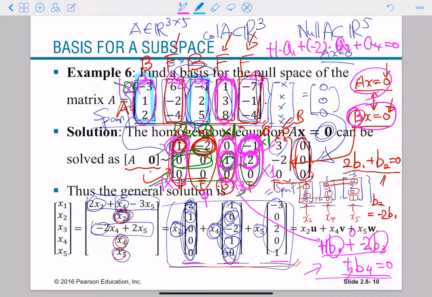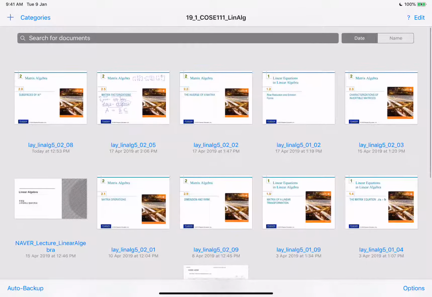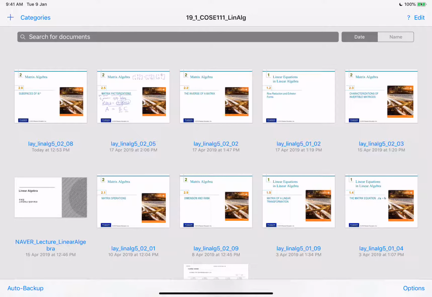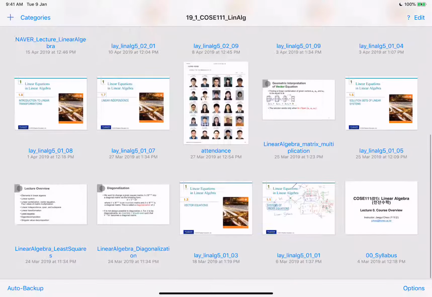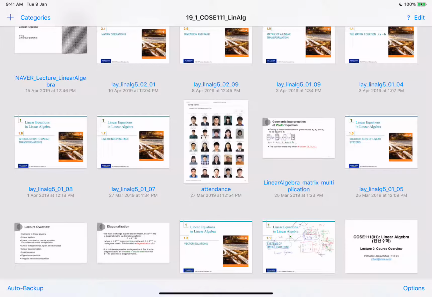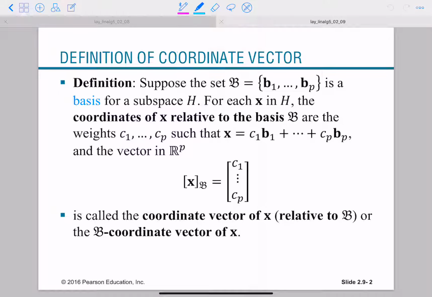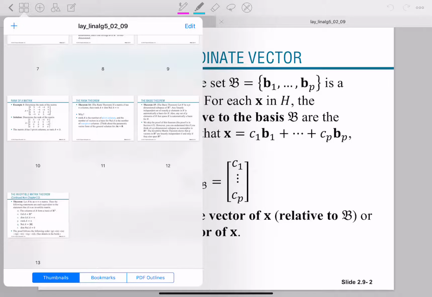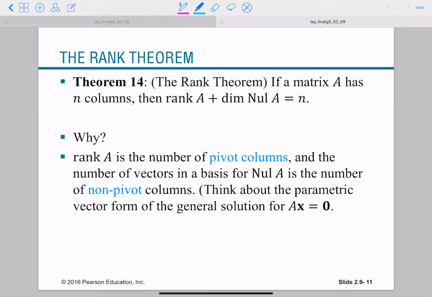And if we sum up the dimension of the column space and the null space, that sum will always be the number of columns in our matrix. So in this case, 5. Okay, so that is called the rank theorem.